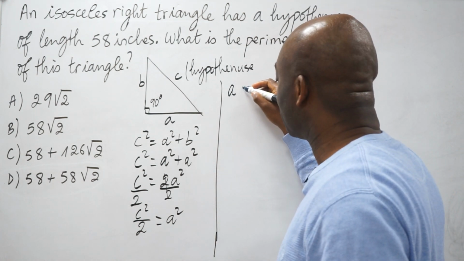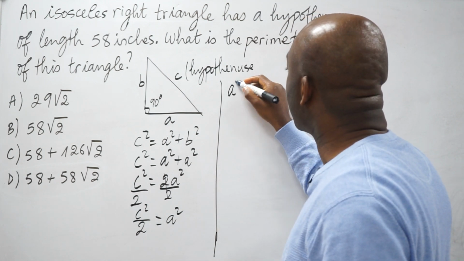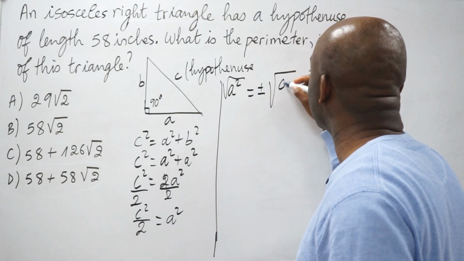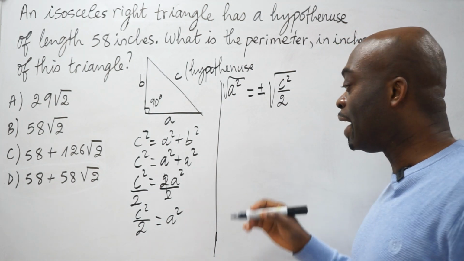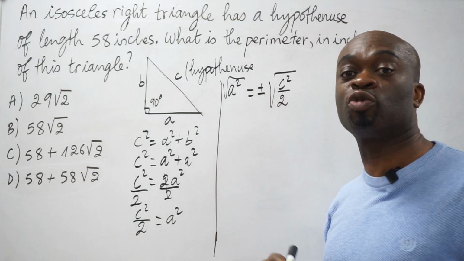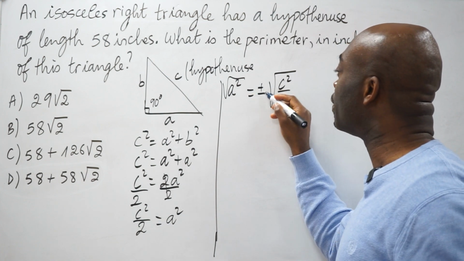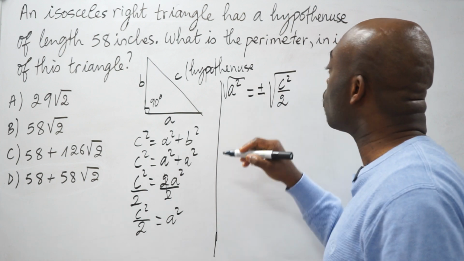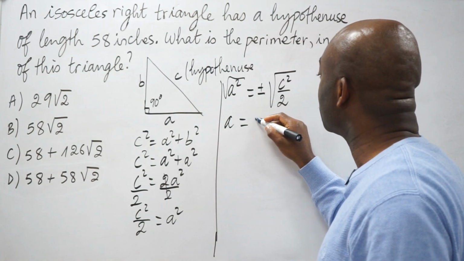So A then is going to be what? To do that, we need to take the square root of both sides. Once we do that, this becomes plus or minus the square root of C squared over 2. We're taking the square root because we're looking for A and not A squared, correct? Whenever you do that, you've got to write out the positive and the negative side of it. So the square root of A squared is going to give us A, which is equal to plus or minus.